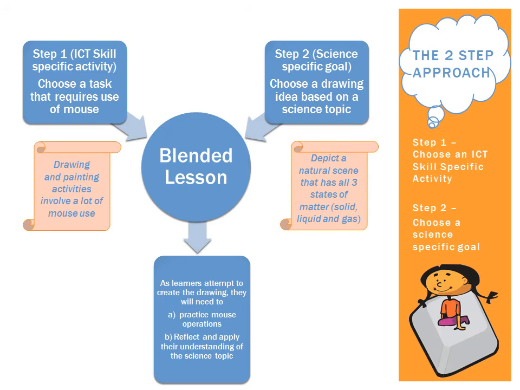We're now going to talk about the two-step approach to creating a blended lesson. Just like the four-stage approach to leveling digital skills, the two-step approach will help you create a lesson. The first step is to choose an ICT skill-specific activity. For ICT Stage 1, choose a task that requires your student to use the mouse. This could be a simple drawing activity. The second step is to choose a science-specific goal. So if you're asking your students to draw something, make it related to a science topic you've taught.